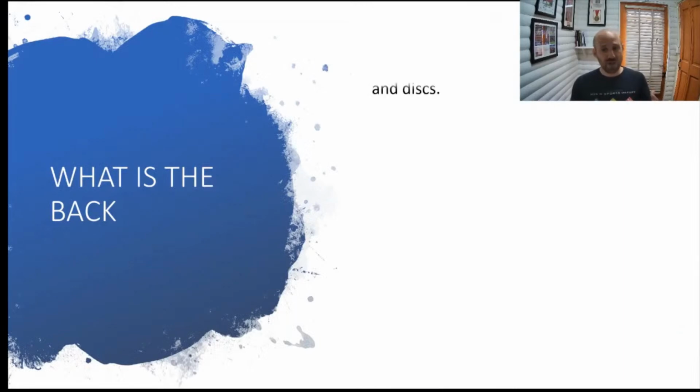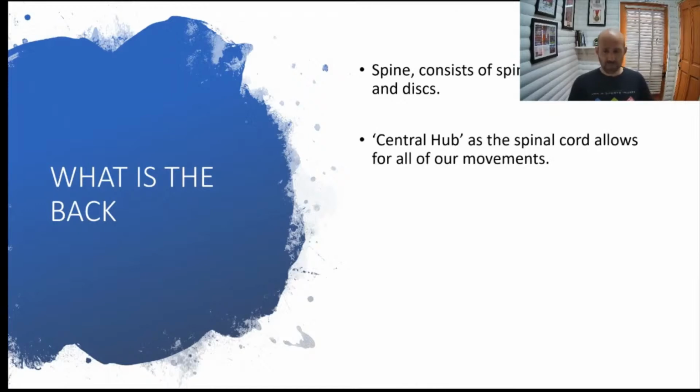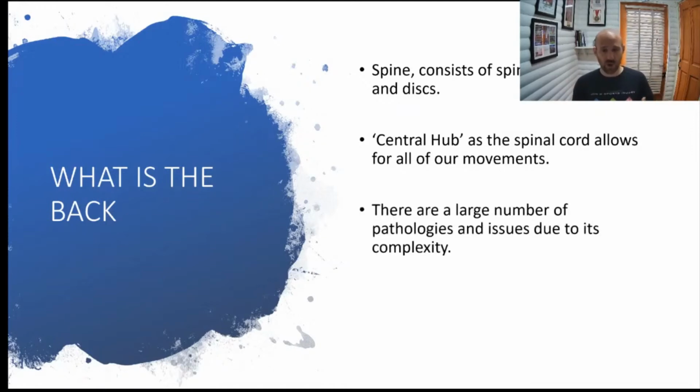So firstly, what is the back? Well, the back consists of our spine, vertebrae, and our discs. As I said, it's our central hub, so it has our spinal cord that allows for all of our movements. And there's a large number of pathologies that can happen at the back due to its complexity. Now, again, people take degrees just understanding the back. The level of detail we could go into would be very large. But during this webinar, I want to keep things nice and short, sharp and concise.